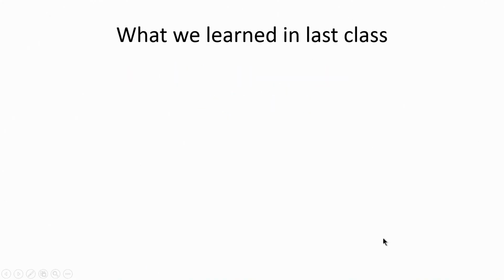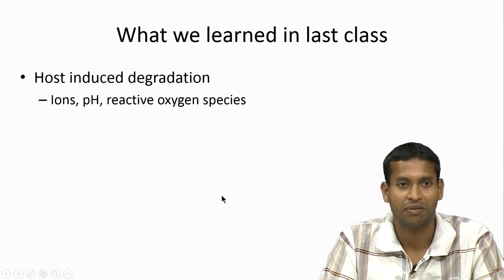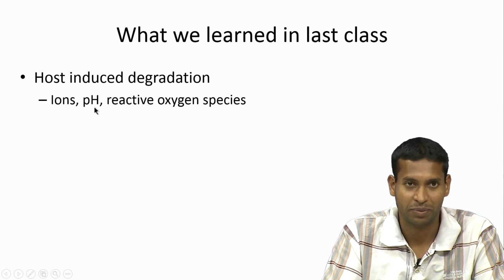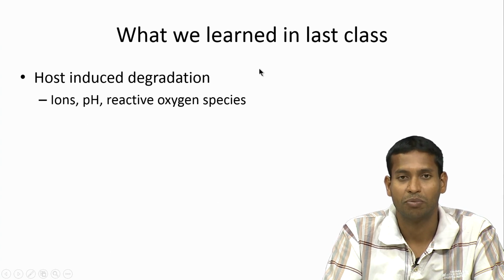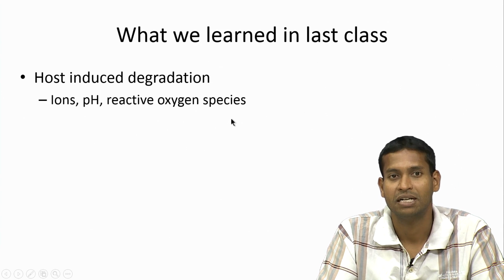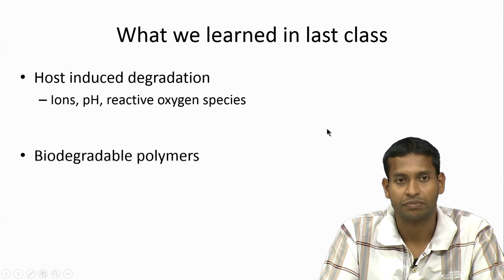Just a quick recap of what we learned in the last class. In the last class we talked about some host induced degradation mechanisms for how the polymers can degrade, how the devices can degrade in the body. Some of them were ion mediated, there could be changes in the pH that may change the degradation rate. There could be oxidizing species present at the site due to various reasons and may change the degradation rate.